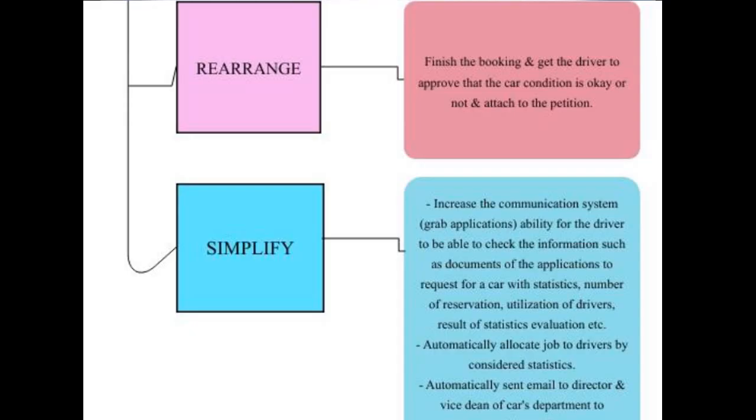The second method is combine. Submitting documents and making corrections must be together, so booking a car via Grab will not be able to proceed unless the data is completed. The third one is rearrange: finish the booking and get the driver to approve the car condition, whether it is okay or not, and attach the petition.